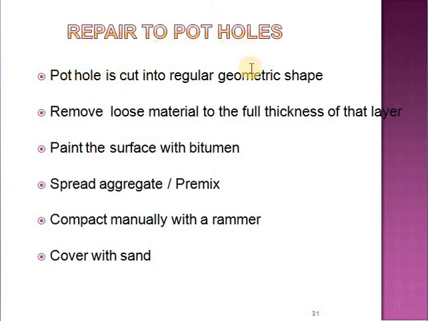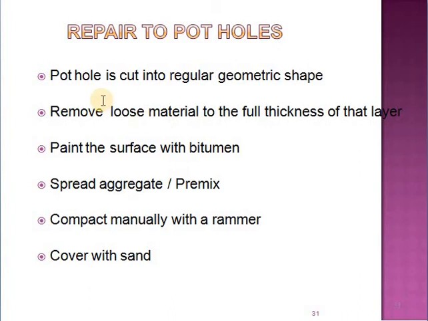So what is a pothole here? The procedure is: cut the pothole into a regular geometric shape, remove loose material to the full thickness of that layer, paint the surface with bitumen, spread aggregate and finish, and compact manually with a rammer and cover with sand.